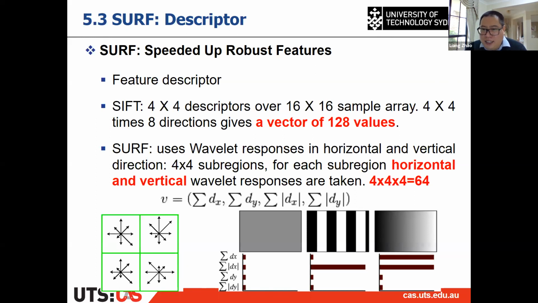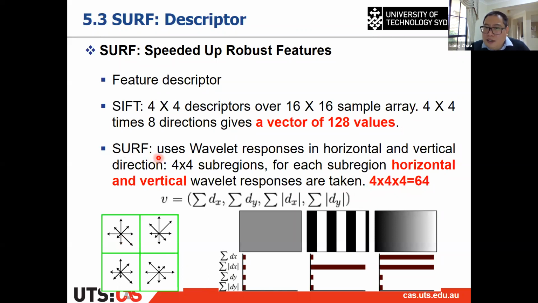But in SURF, it is calculated in a little bit different way. So I gave an example here. The figure on the bottom left is what we calculated for SIFT, right? But for SURF, we calculate in a very different way. We calculate the sum of the gradient on x, the sum of the gradient on y, the sum of the absolute value of the gradient on x, and the sum of the absolute value of the gradient on y. Which means in each block, it only has 4 values instead of 8 values, right?